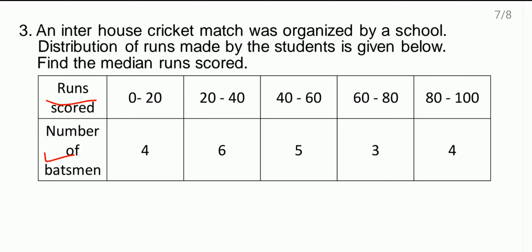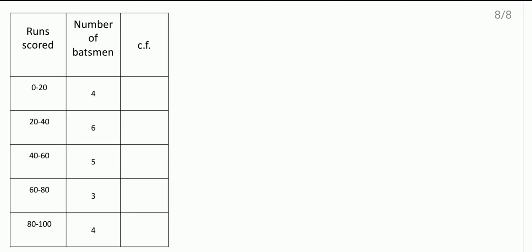Let us see now. For the median, cumulative frequency is important. So the third column is that one. I have written it in short as CF. It means cumulative frequency. Okay. Number of batsmen means what? F, frequency. So this one will be Fi.